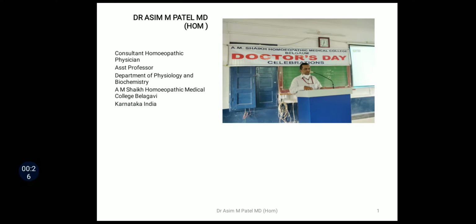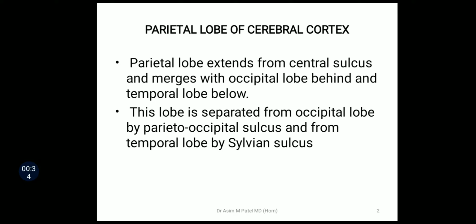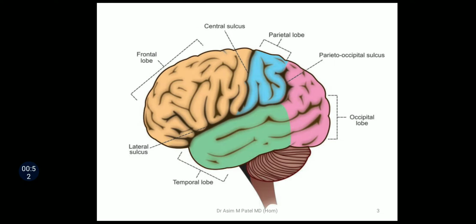In this class, we are going to study the parietal lobe, which is mainly a sensory lobe. This parietal lobe of cerebral cortex extends from central sulcus and merges with occipital lobe behind and temporal lobe below. This lobe is separated from occipital lobe by parieto-occipital sulcus and from temporal lobe by median sulcus. Here in this diagram you can see the parietal lobe. Anterior to this there is a frontal lobe, posteriorly there is occipital lobe, and below there is temporal lobe.